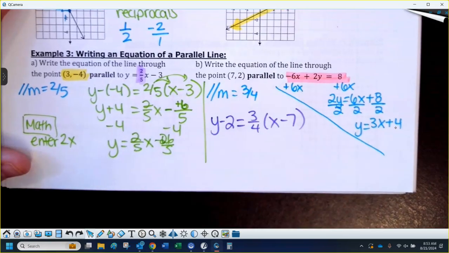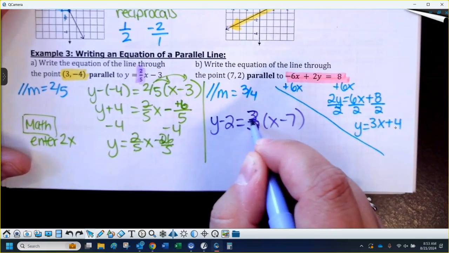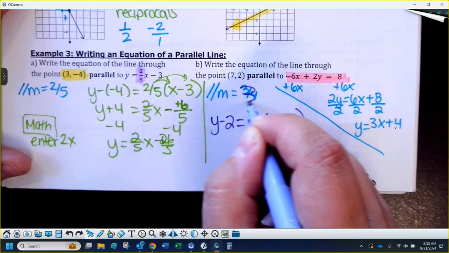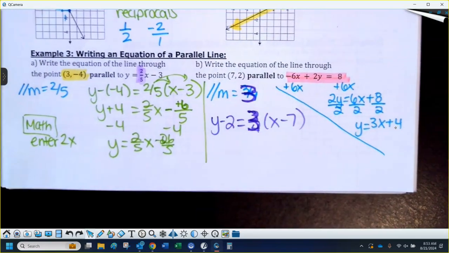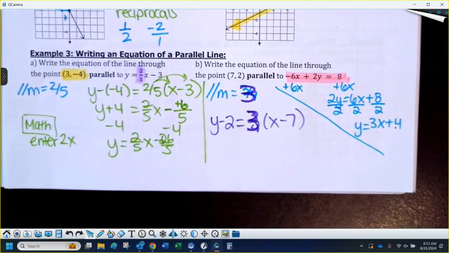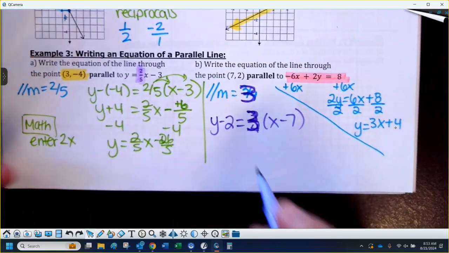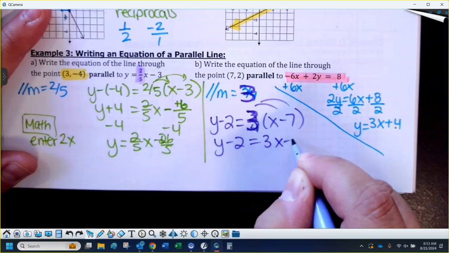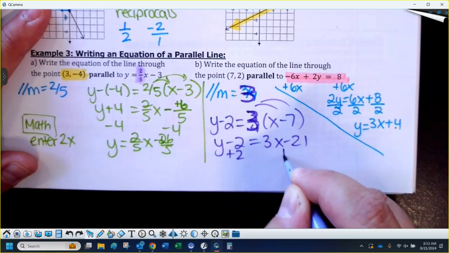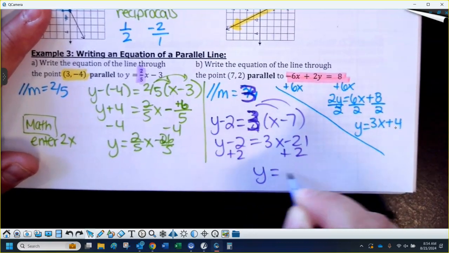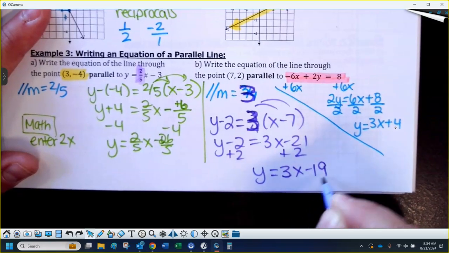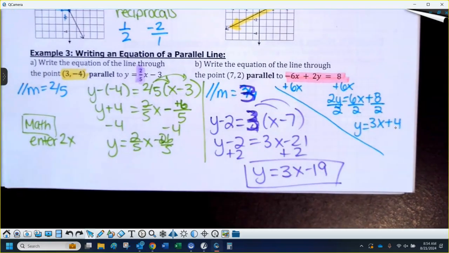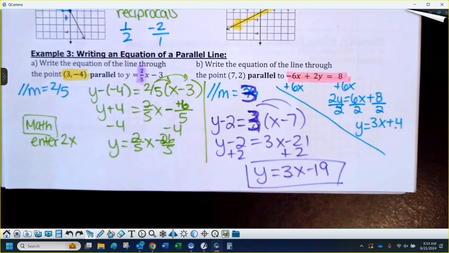Man, I picked some bad... Oh, what am I doing here? 3. I don't know why I just wrote 3/4. Okay, I saw 3x plus 4 and I wrote 3/4. All right, sorry. 3. So this is actually nice. We just get y minus 2, little distributive property, 3x minus 21, and then all you got to do to get slope-intercept form is add your 2. So y equals 3x minus 19. Anybody having a question?